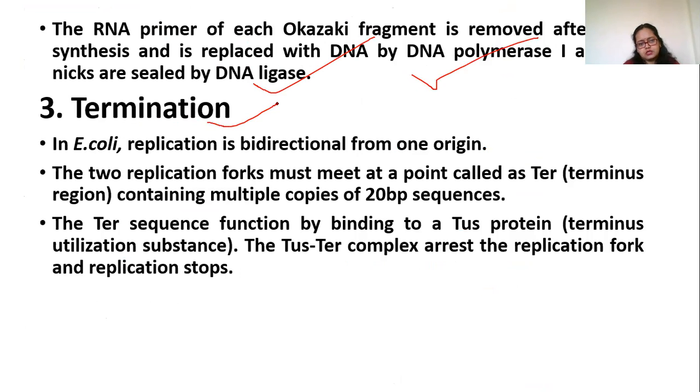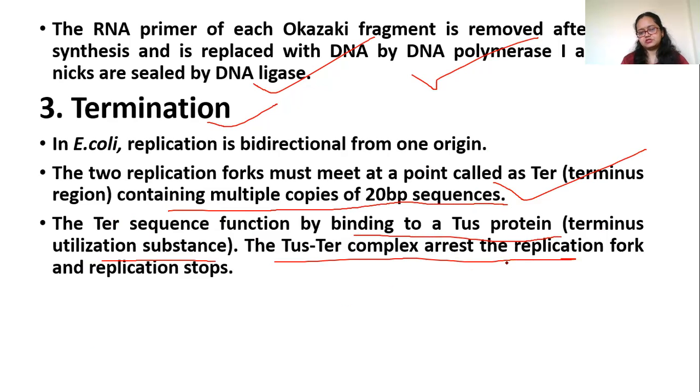So termination also requires some sequence. The two replication forks which have originated from the replication bubble at the two sides must meet at some point called the Ter or terminus region, which contains multiple copies of 20 base pair sequences. The Ter sequence functions by binding to a Tus protein, which is called terminus utilization substance. The Tus-Ter complex arrests the replication fork and replication stops.